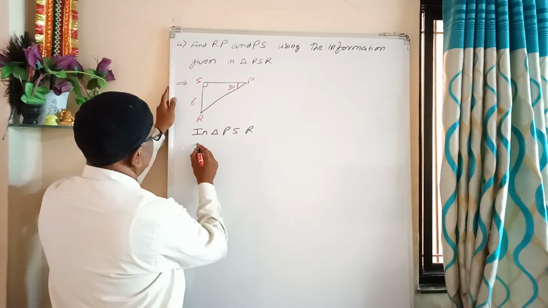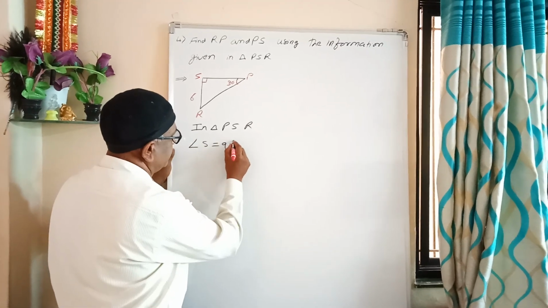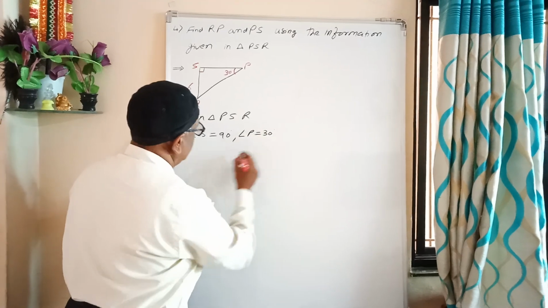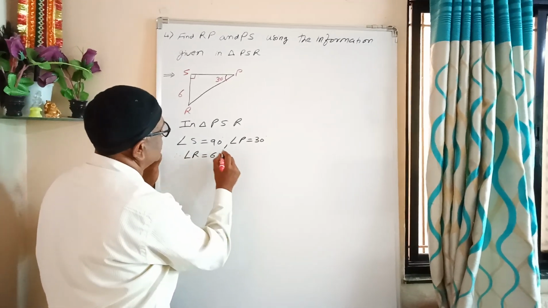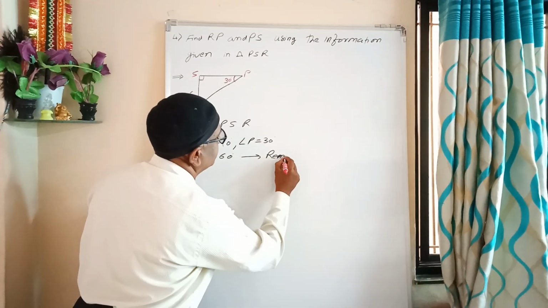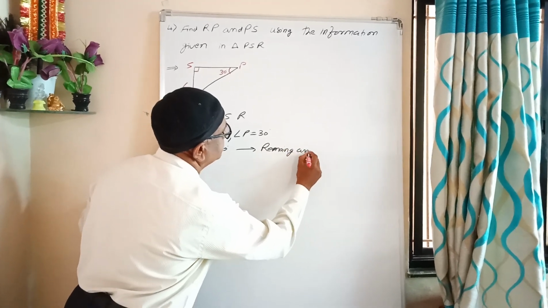In triangle PSR, angle S is equal to 90 degrees, angle P is equal to 30 degrees. Therefore, the remaining angle R is equal to 60 degrees.